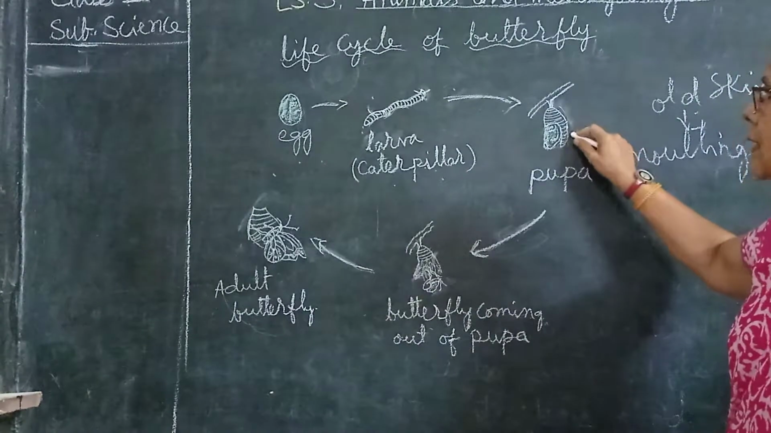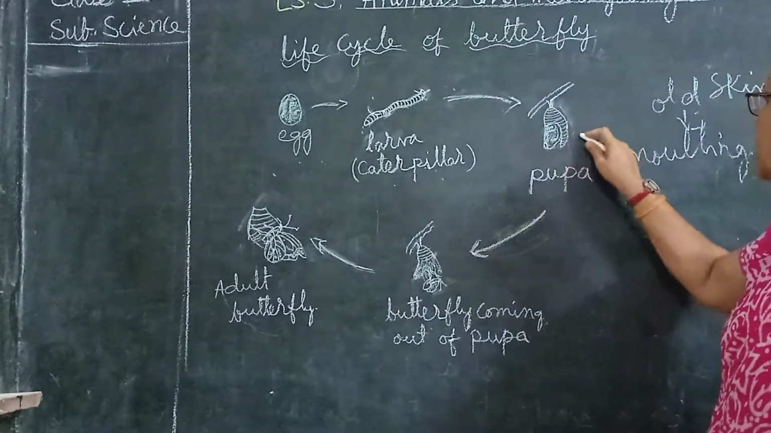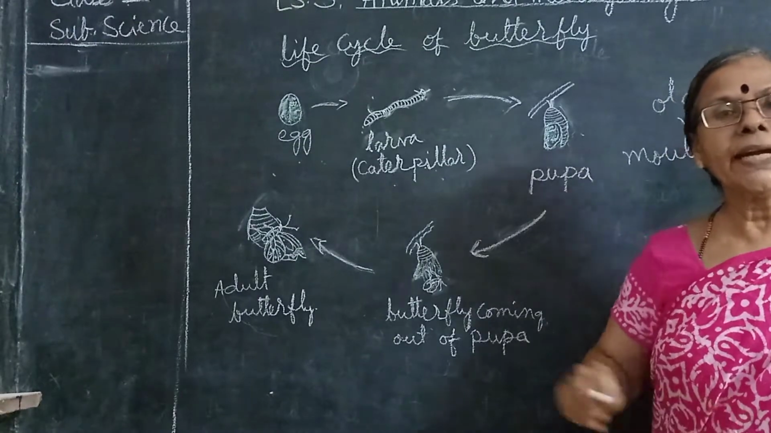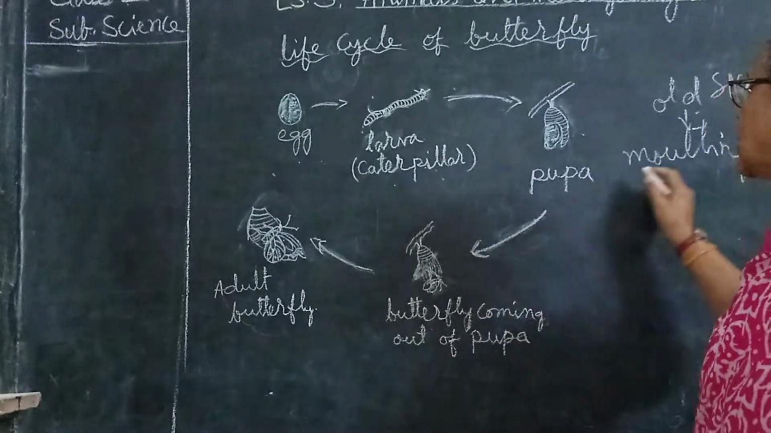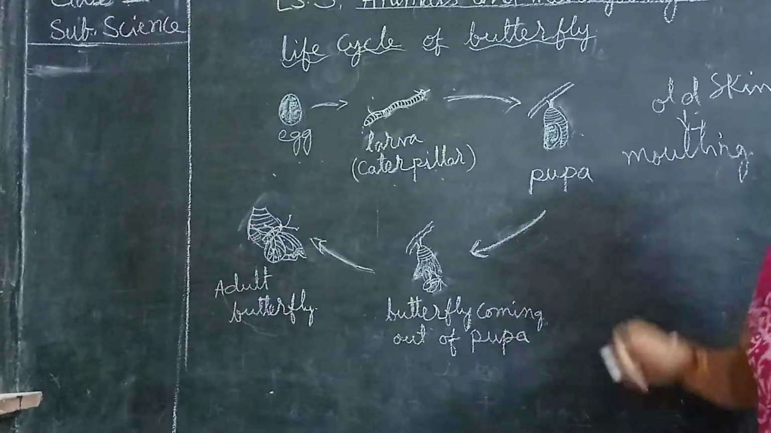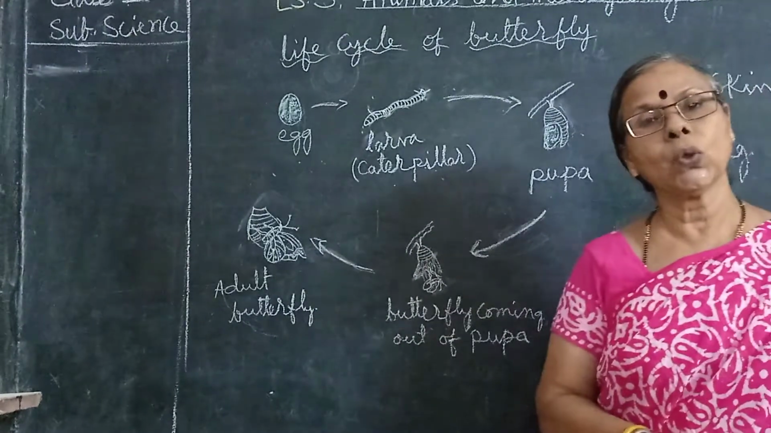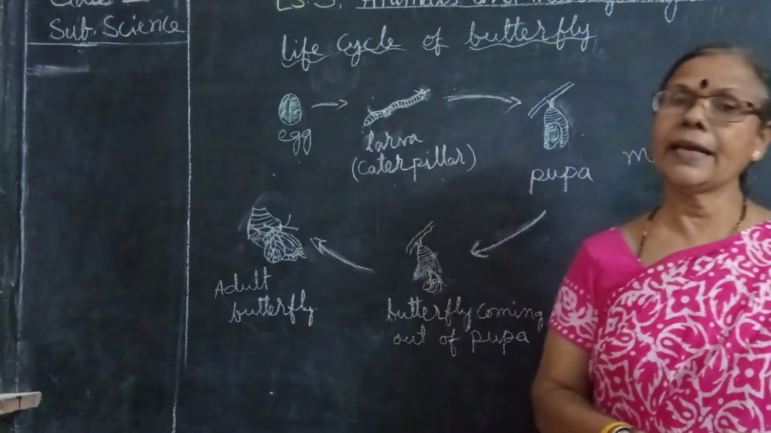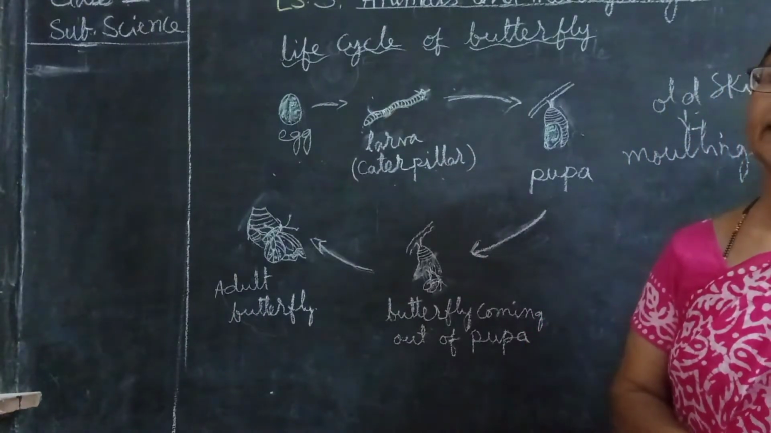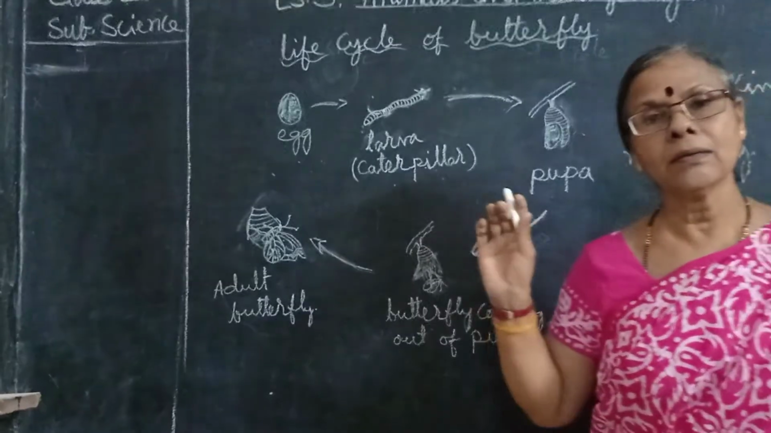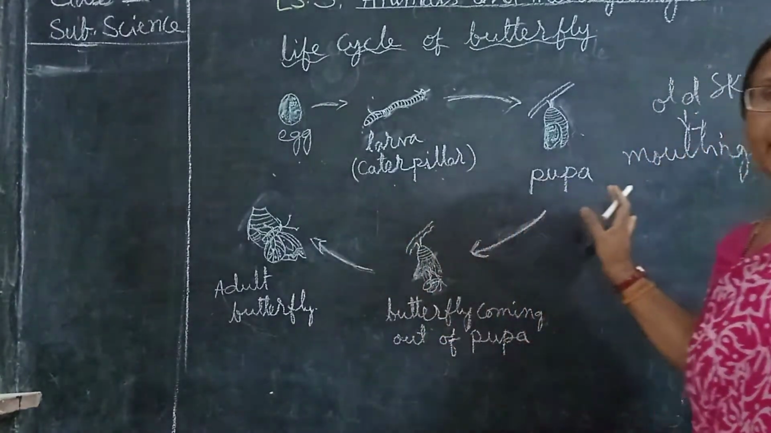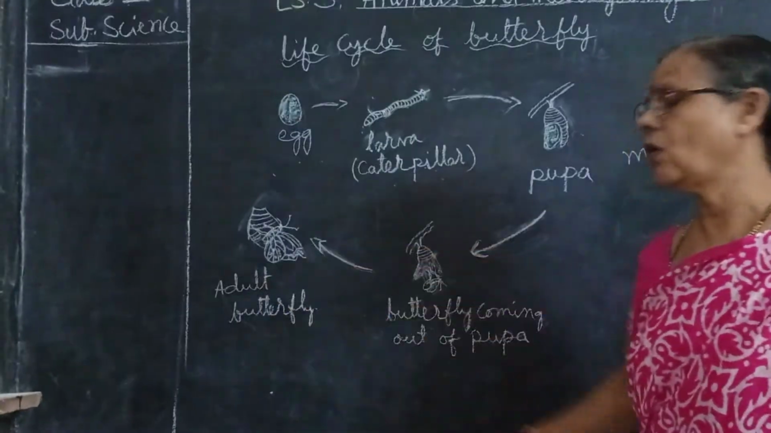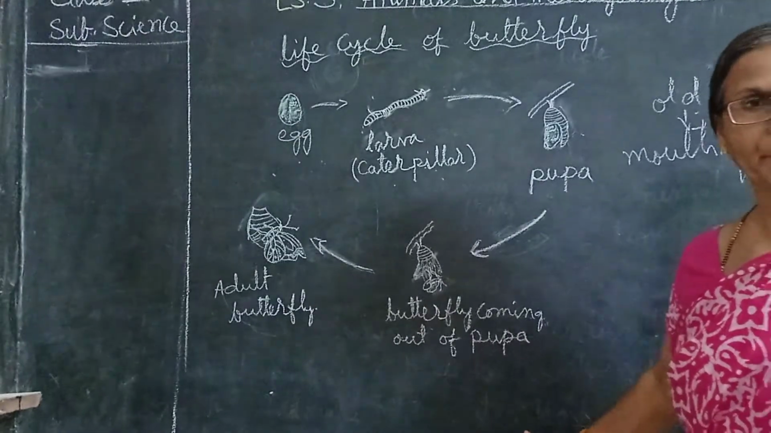Meanwhile, inside the pupa, it sheds its old skin. The shedding of old skin is called molting. Even the moth goes through 4 stages, the same stages you can see. They also shed their skin. The shedding of old skin is called molting. Okay, this is the life cycle of a butterfly.